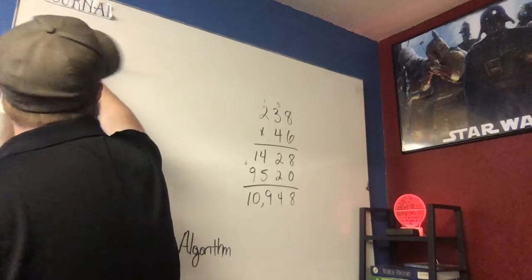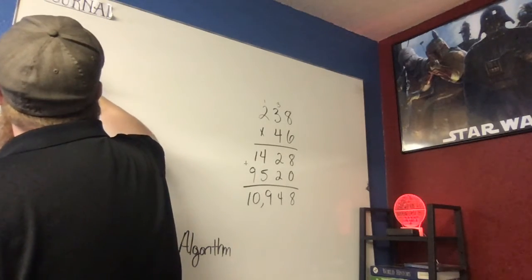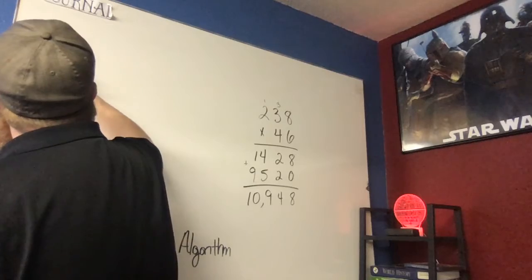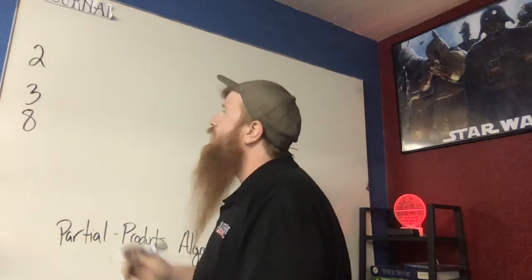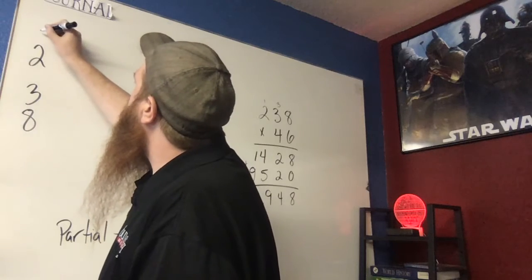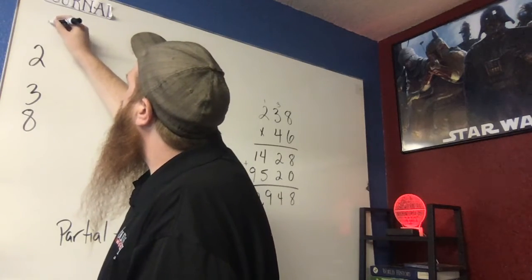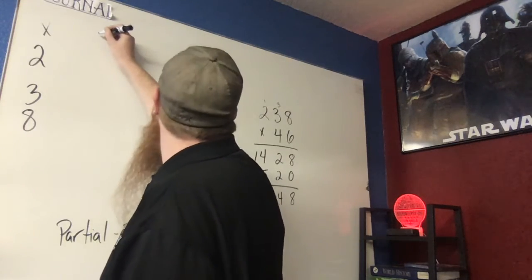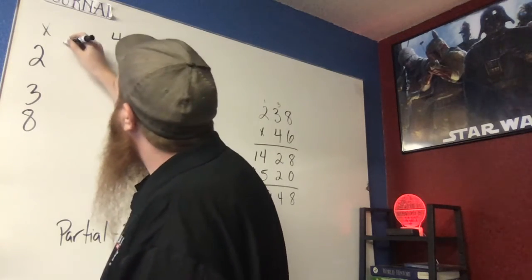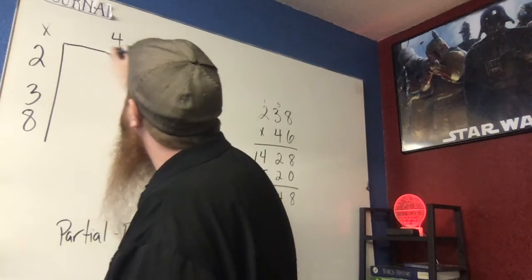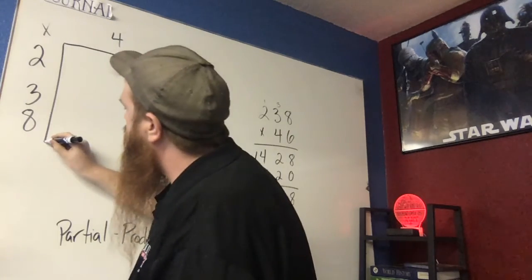So I'm going to start by writing this number over here onto the side. So we have 238, and then we have, just put our little times there, and then we have 40 and 6. So I'm going to make ourselves a little rectangle here.